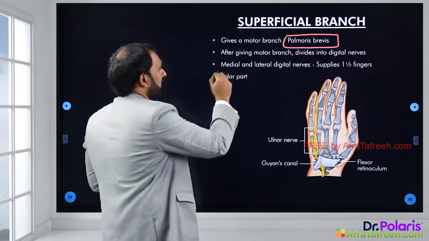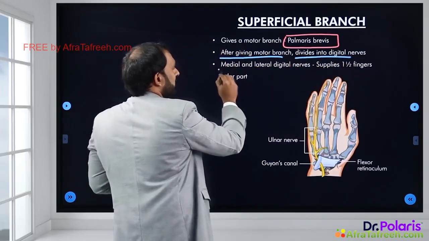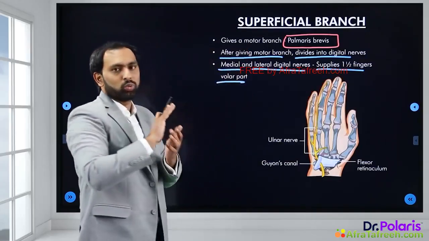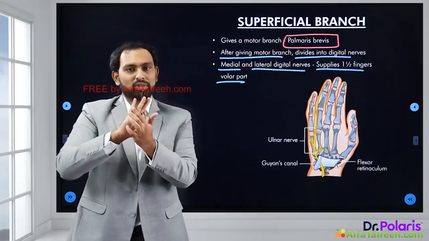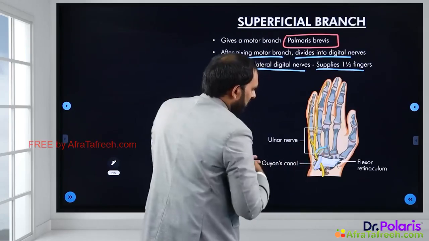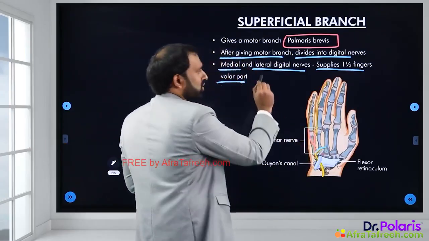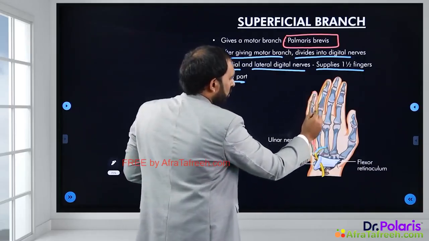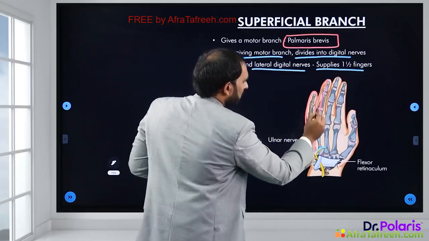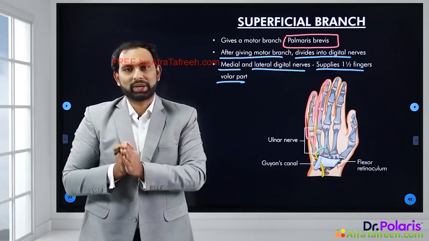After giving the motor branch to the palmaris brevis, it divides into digital nerves, and these digital nerves are the medial and the lateral digital nerves. They supply 1.5 part of the volar aspect of the finger. So you can see here, this was the deep branch, this is the superficial branch. This superficial branch will form a medial and a lateral digital nerve, and they will supply this whole little finger and half of the fourth digit. So the volar part of these two digits is supplied by the superficial branch of the ulnar nerve.